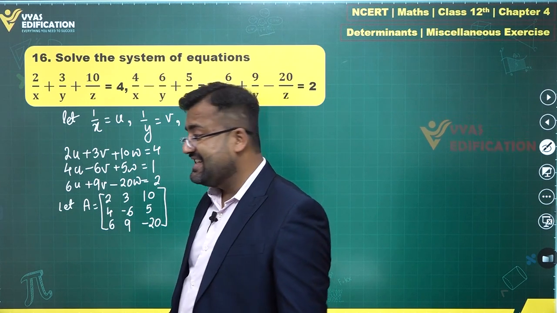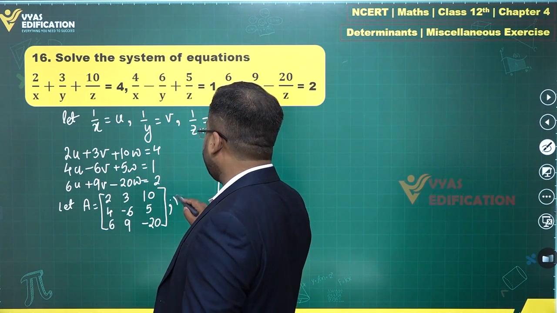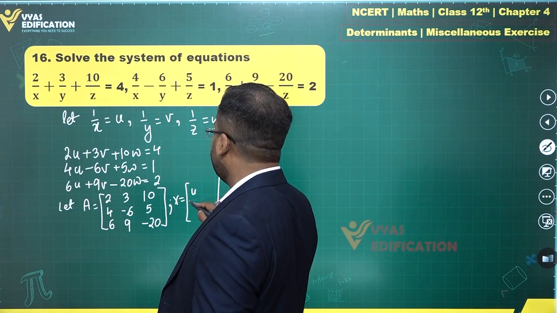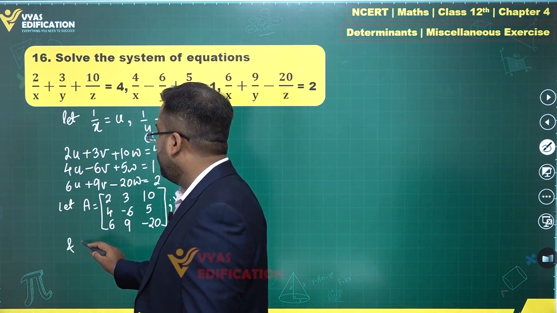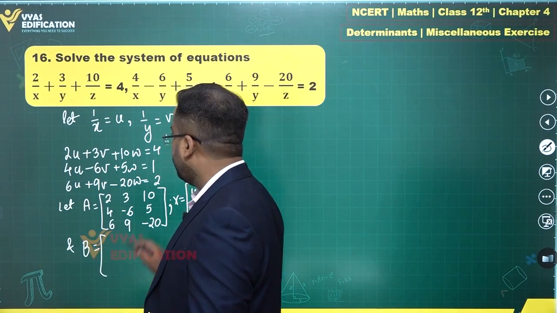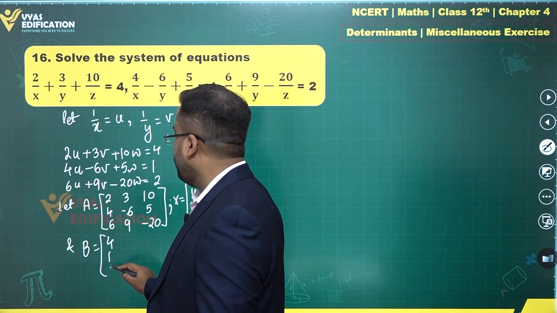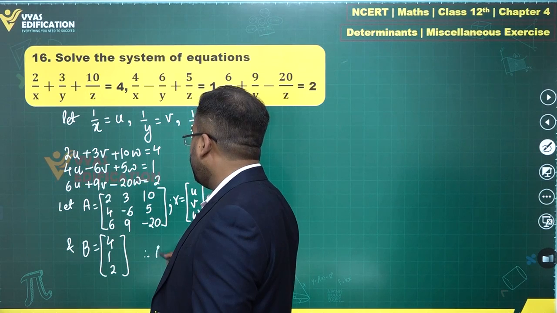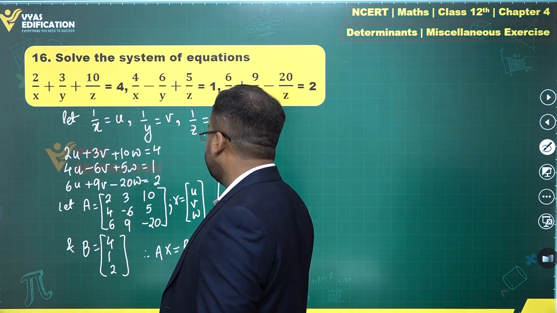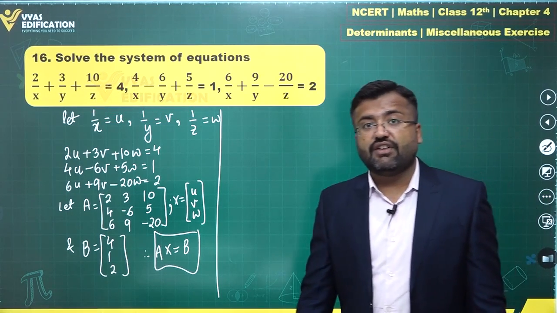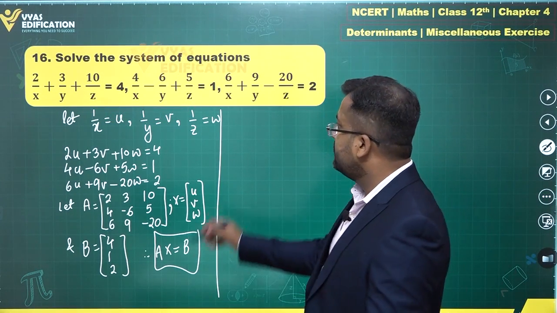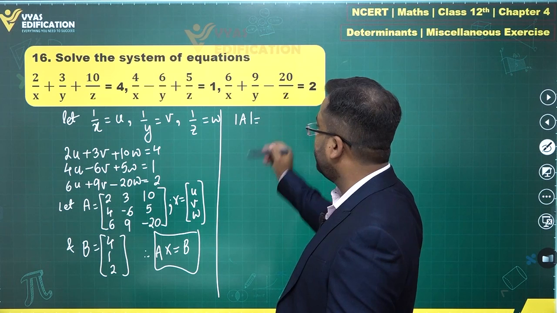Let this A be this, X be the matrix U, V, W, and B be the matrix of constants on the right hand side: 4, 1, 2. Therefore, AX equals B is the system of equations. And for solving the system of equations, we'll have to check whether the determinant of A is 0 or not. So let's find the determinant of A.